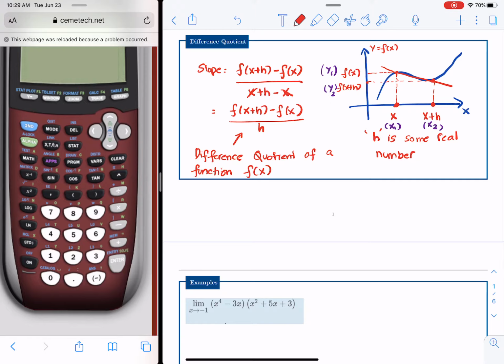The difference quotient is important because it connects the theory of limits with the concept of derivatives, and we can find the derivative of a function or understand the theory behind the derivative of a function using the difference quotient, which we will see later on.